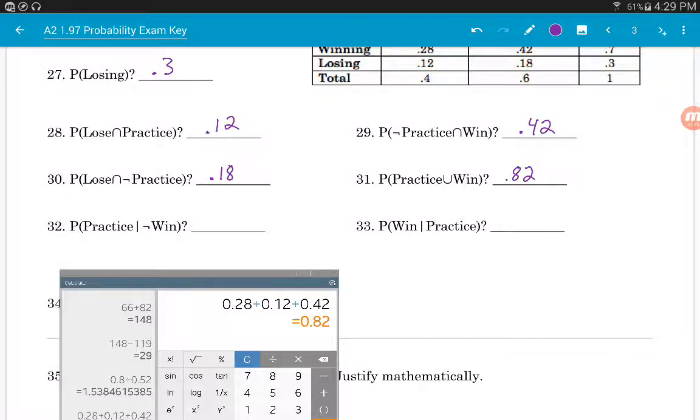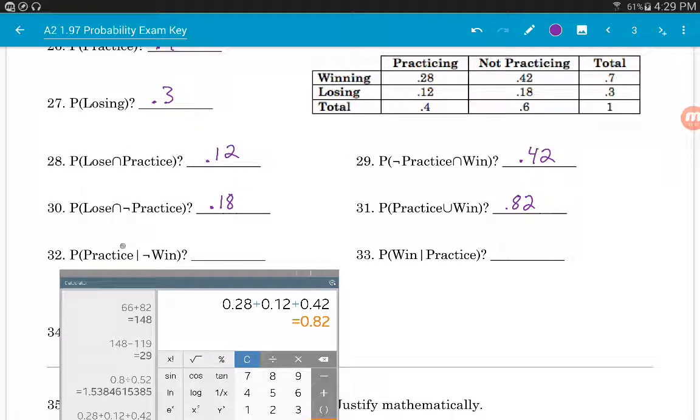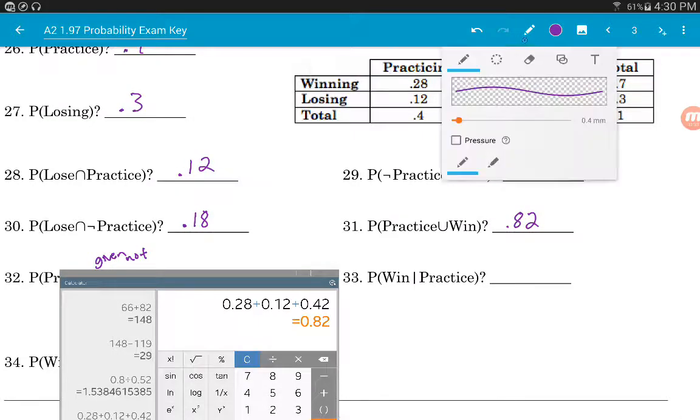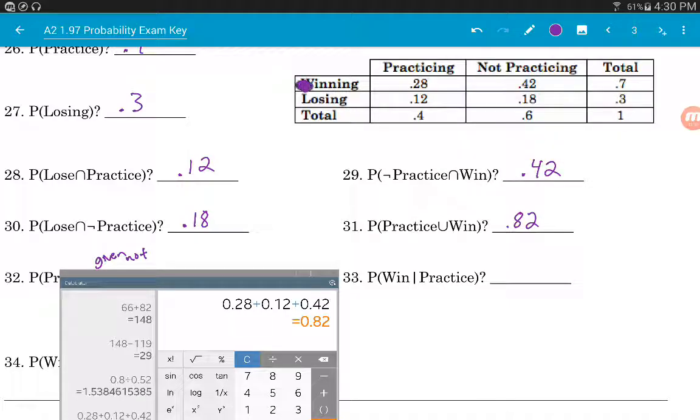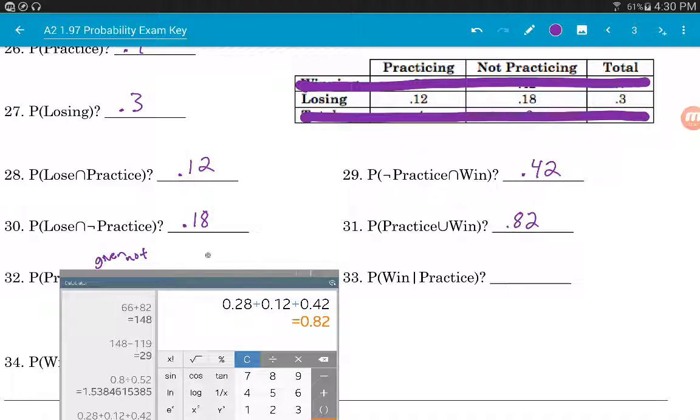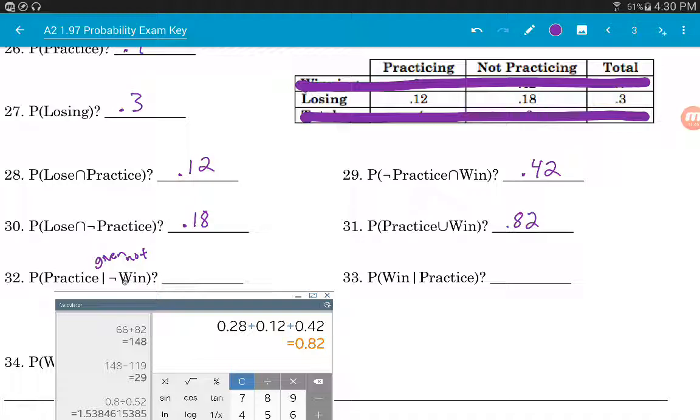Question 32. Practicing given not winning. So remember, this is given not. So given that they didn't win, that means that we are covering up all the other data. So we're crossing out winning and we're crossing out the total, because given that they didn't win means they lost. Right? Given not winning. So only losers we're looking at.